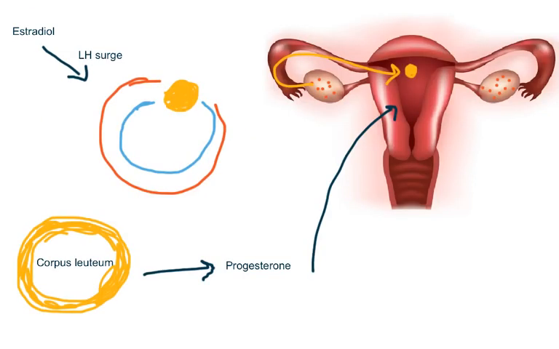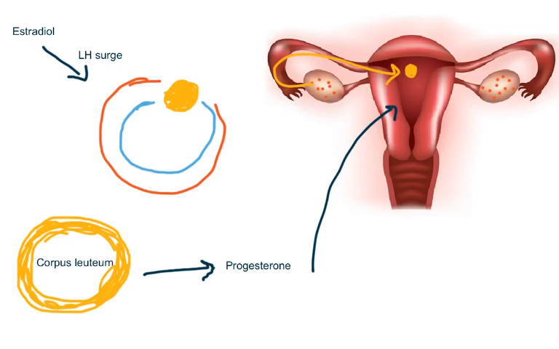This estradiol is responsible for the LH surge from the pituitary gland. That is responsible for ovulation to take place. Ovulation means that one of the follicles will get mature enough to release its oocyte into the uterus. Now, the other follicles regress. So only one gets mature, and it has sent its oocyte, the egg, into the uterus.